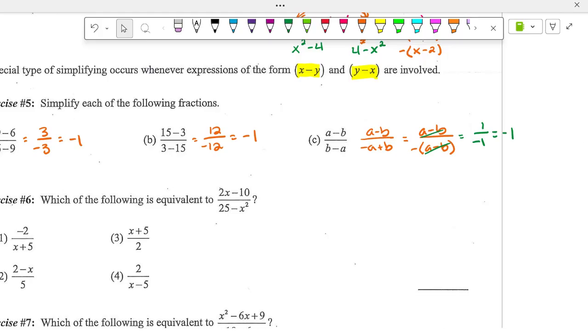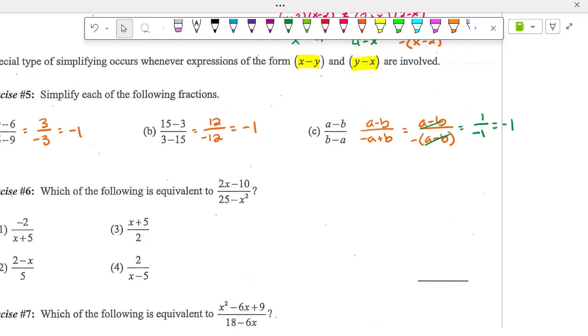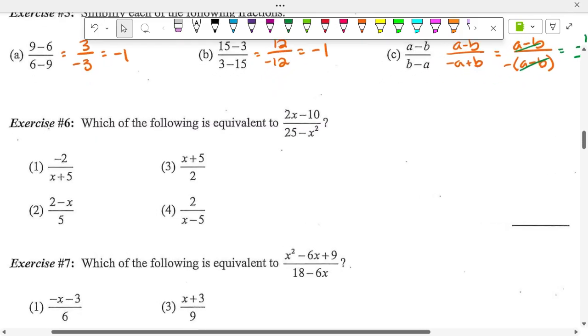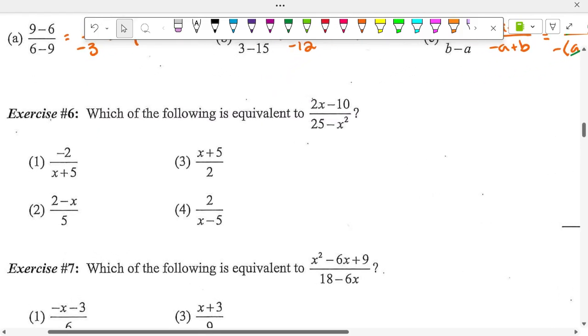So sometimes we have to finagle our way to look like what we need it to look like. And that can be anything as simple as pulling out a negative, just to switch the signs to look like the way we want it to. So let's look at these last two problems.